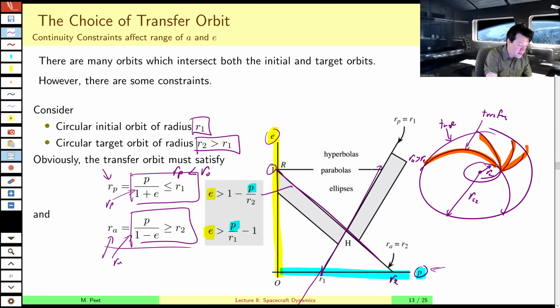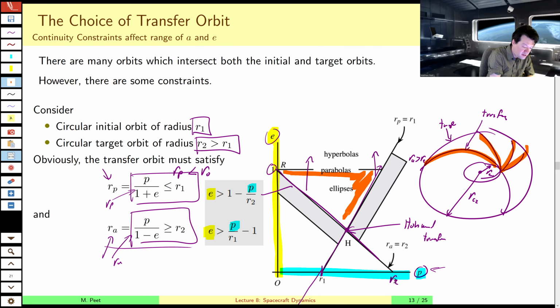And so we have to be above this line, and we have to be above this line. So they intersect here at some minimum eccentricity orbit. And that, of course, gives you what we'll talk about next, which is the Hohmann transfer. All of these transfer orbits down here are ellipses because the eccentricity is less than 1.